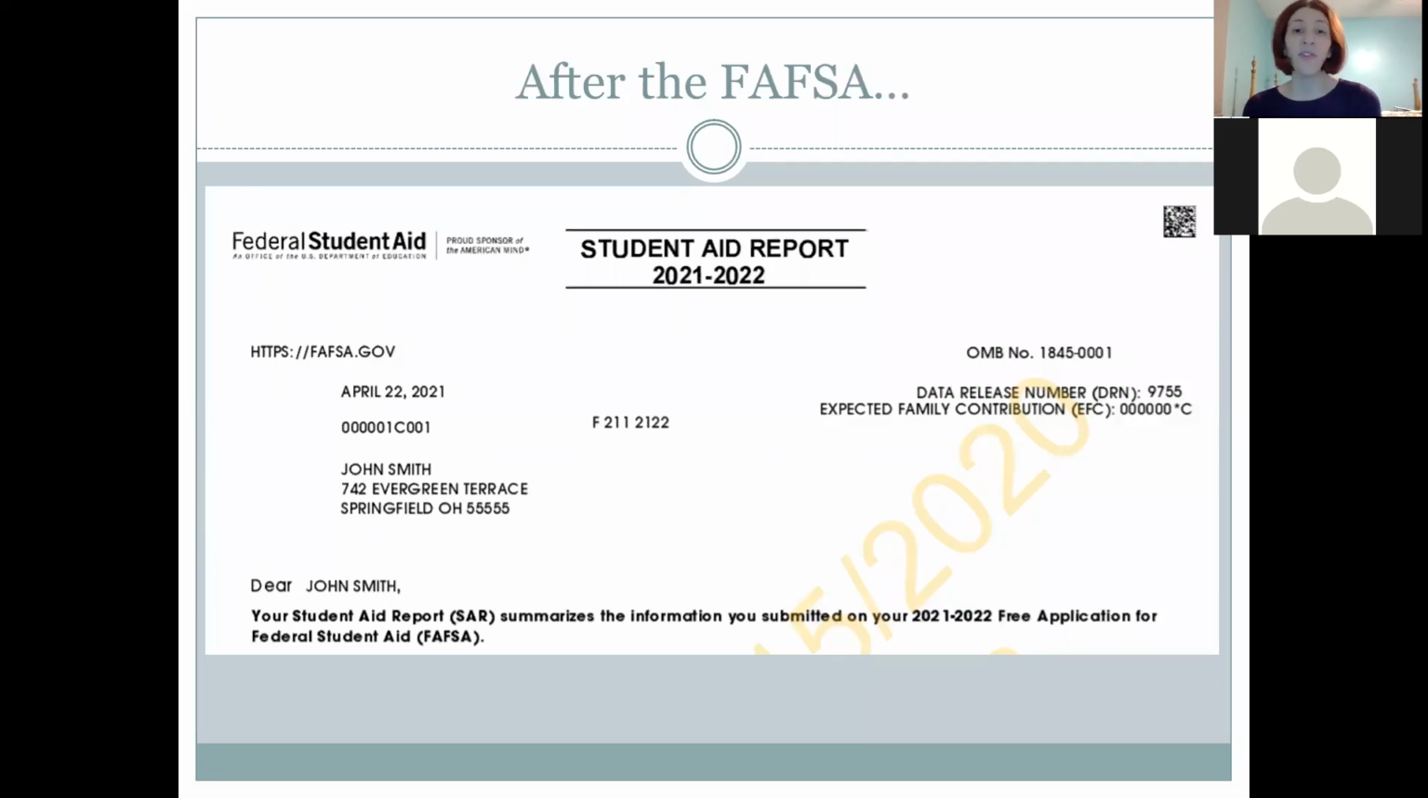If you put in your email address when completing the FAFSA, this will be emailed to the student, to the email address on file. If there is not a valid email address, a paper copy will be sent to you, and this is an example of what the paper copy would look like.